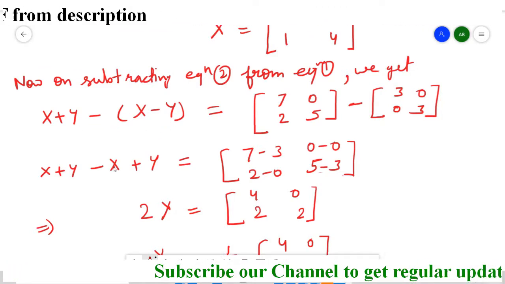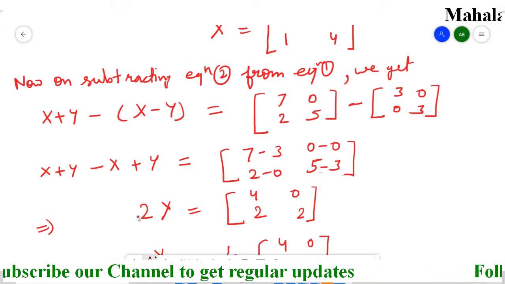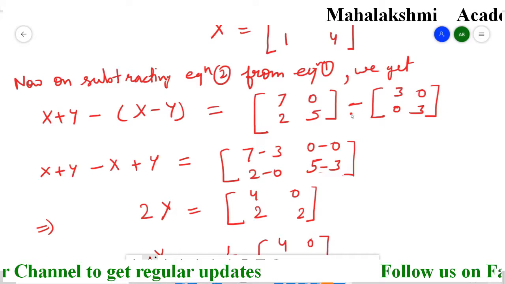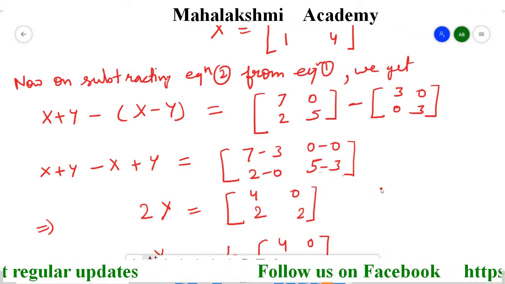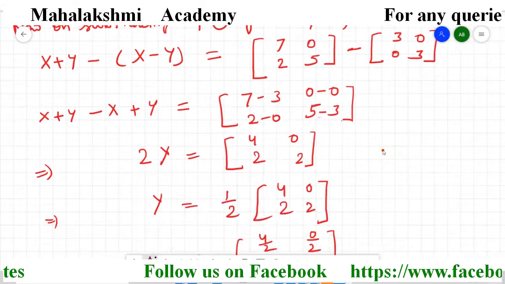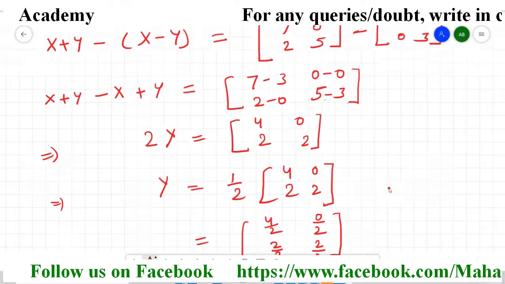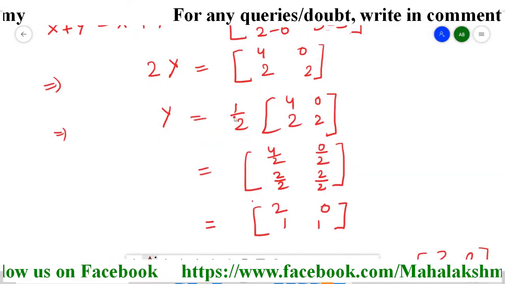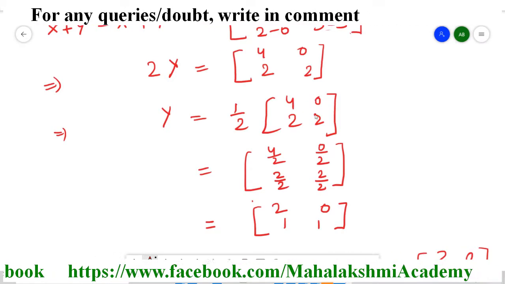So I opened the bracket, so the sign got changed, x cancelled by x and y plus y is 2y, and these two matrices we have to subtract, so corresponding elements are subtracted and you write the difference here. After writing the difference, this 2 is in multiply so it will go in divide, and this 1 upon 2, when it enters the matrix, will multiply all the elements.